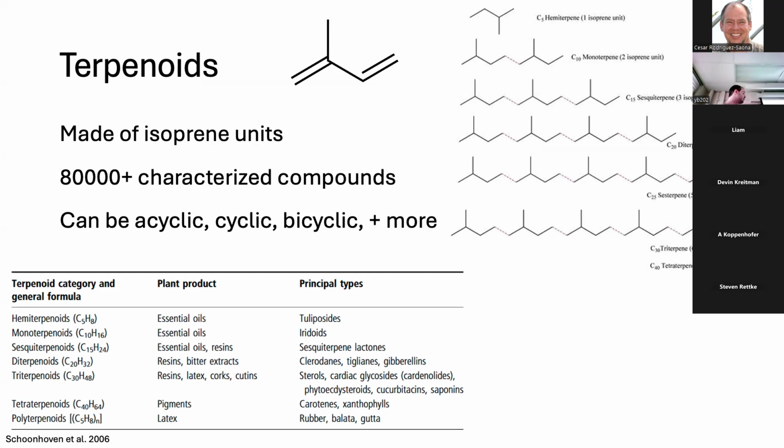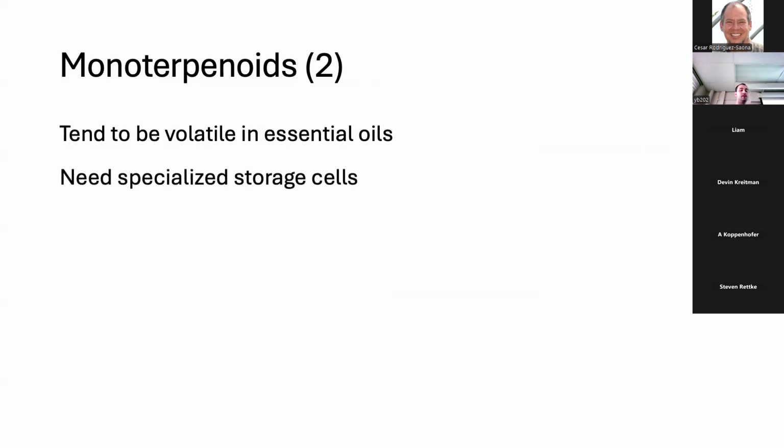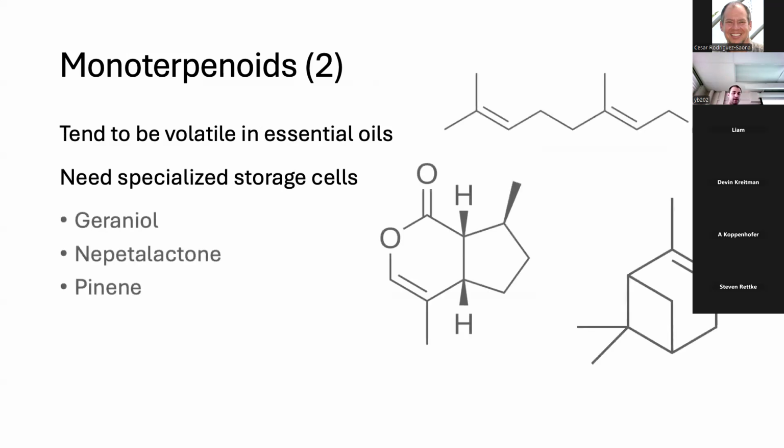And they have different functions within the plant. So we're going to talk a little about monoterpenoids. These tend to be volatile in essential oils. They are pretty small. There's only 2 isoprene units within them. So they volatilize, and then you could smell them. And so they often need very specialized storage cells to be able to contain them. And they include some of these nice smells, right? Like the geranium smell, catnip, pine smell, good stuff. 2 units of isoprene. Does anybody want to come up and try to find them?